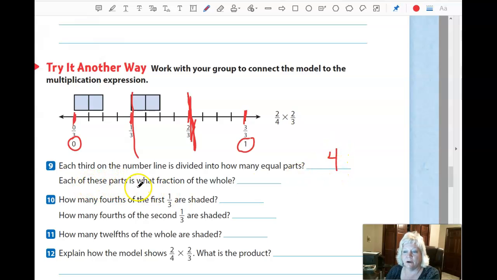Each of these parts is what fraction of the whole? So this is 1/4, this is 2/4, this is 3/4, this is 4/4, 5/4, 6/4, 7/4, 8/4, 9/4, 10/4, 11/4, 12/4 of the whole. 12/4. How many fourths of the first 1/3 are shaded? 2.